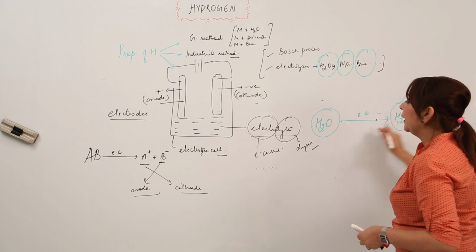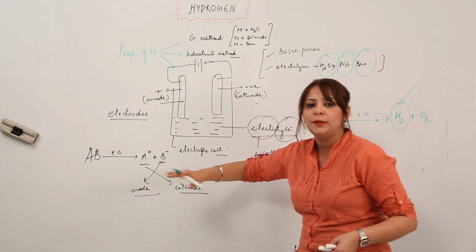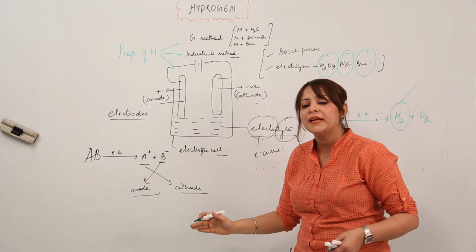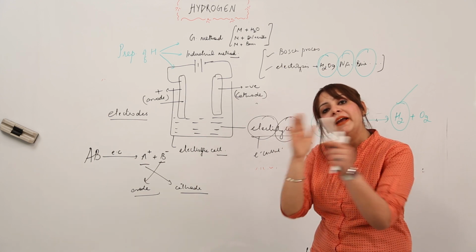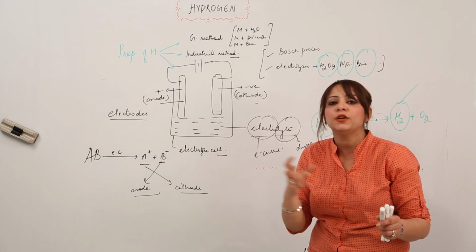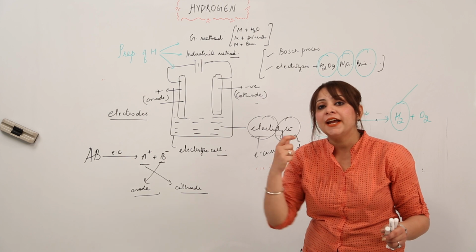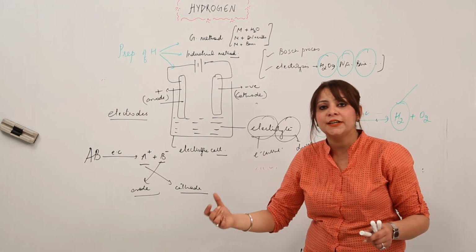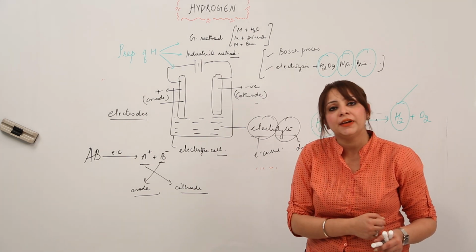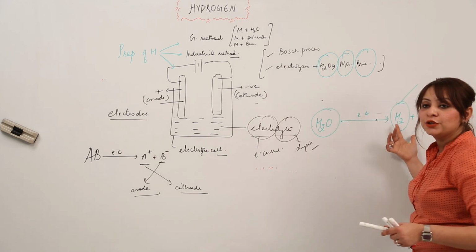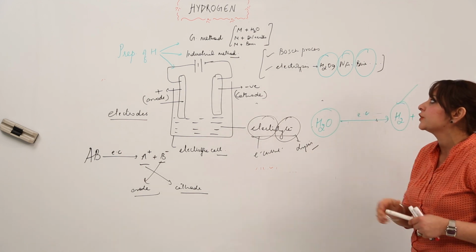So this is how, by electrolysis, when we pass the current, it dissociates into ions, oppositely charged ions migrate to the oppositely charged poles, and there the oxidation and reduction will occur. H2 will be evolved at a specific electrode and O2 will be evolved at the other specific electrode. So this is how we get H2 by the electrolysis of water.